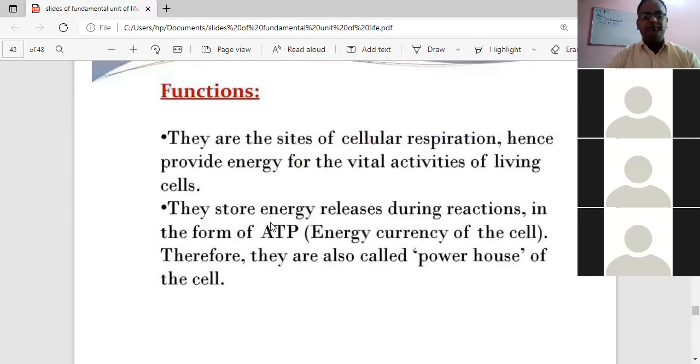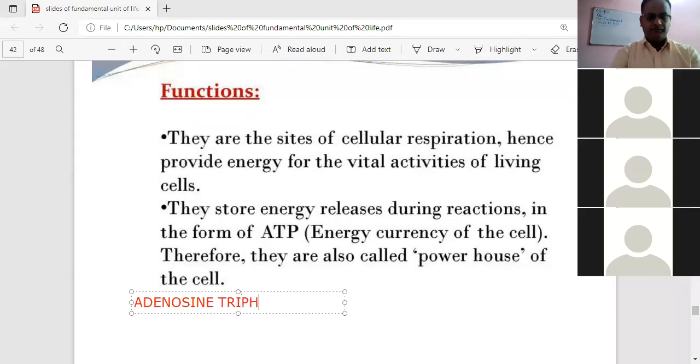And functionally, if we talk about the mitochondria, they are the site of cellular respiration, hence provide energy for the vital activities of the living cell. And they store energy released during the reaction in the form of ATP. I'm writing also the full form of ATP. The full form of ATP is adenosine triphosphate. This is the full form of ATP, and this is the energy currency of the cell.